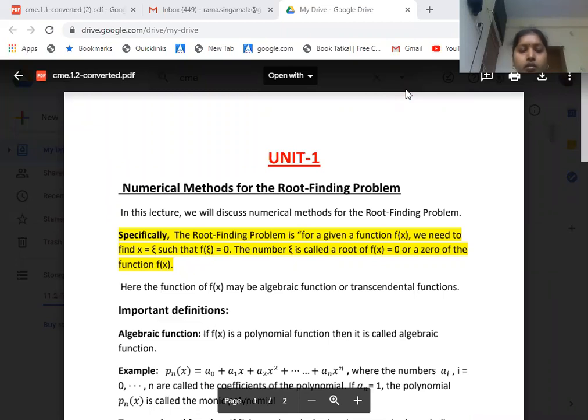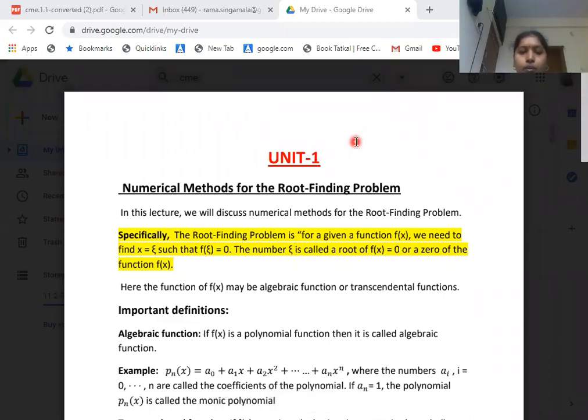Hello everyone. In today's lecture, we go to the topics in Unit 1. This unit contains only two topics. First one is how to find roots of an equation. And second topic is how to solve system of linear equations using numerical methods.